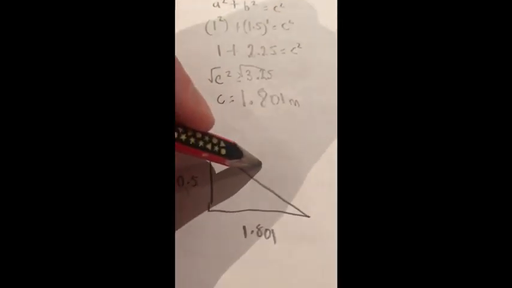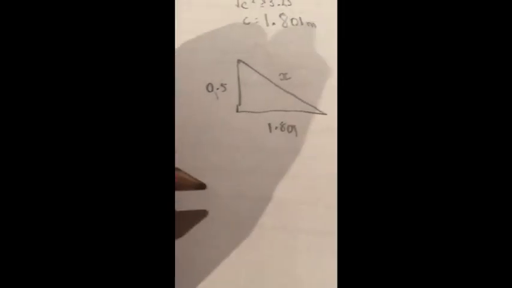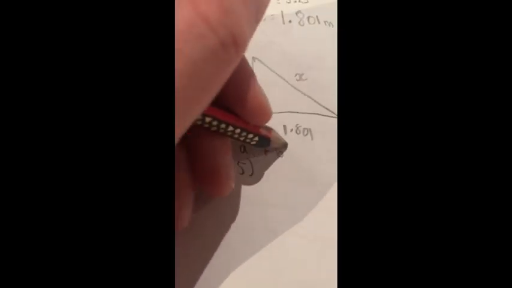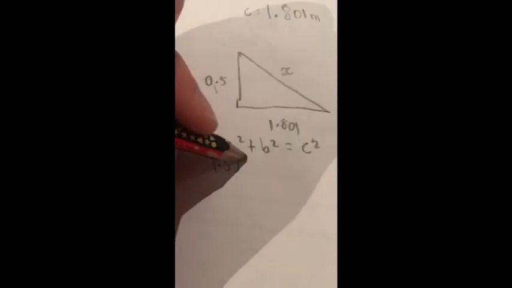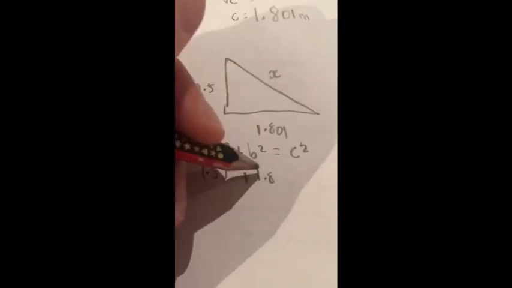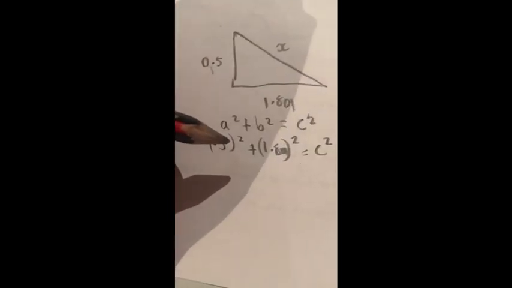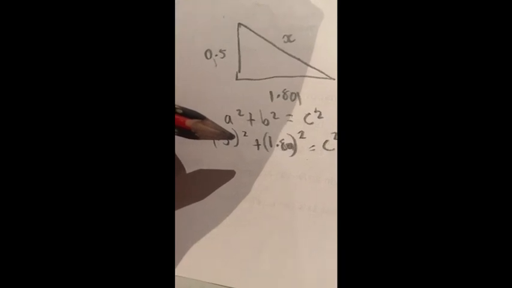I've got 0.5, and I've got 1.801, and I've got x. Oh, sorry, I should write my formula first. Always write your formulas, ladies and gentlemen. 0.5 squared plus 1.801 squared equals c squared. Okay, that's going to give me, not what I want. No it does, I lied.